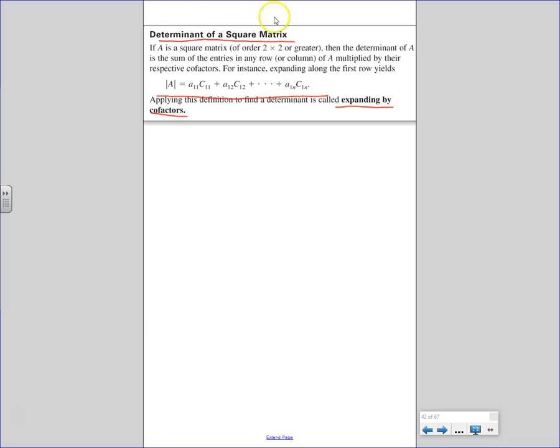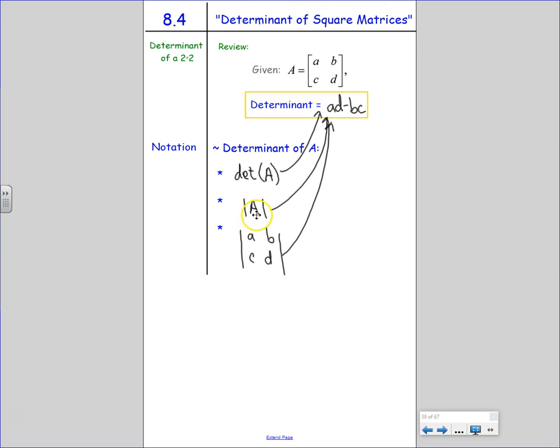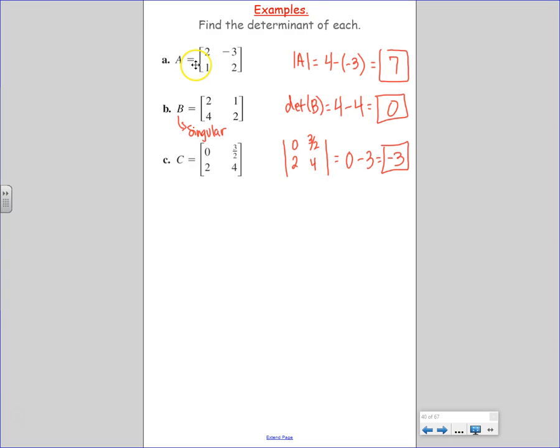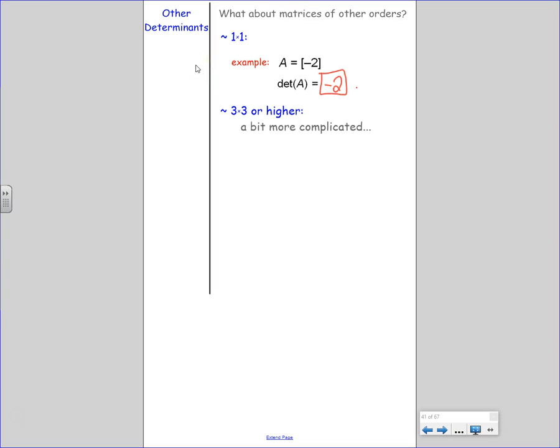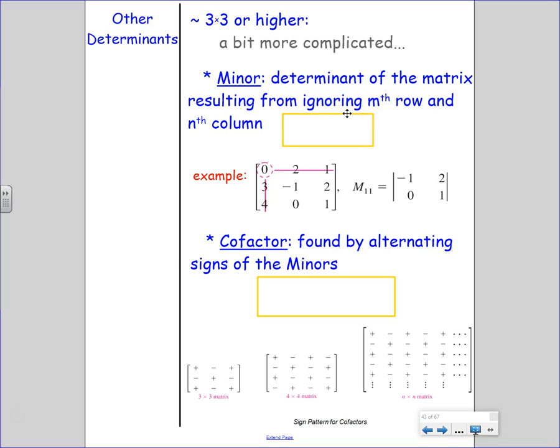So right now from this page, for anyone who missed yesterday or forgot, there is a special notation. Absolute value bars around a matrix means determinant. But the AD minus BC only works for a 2 by 2. So we're having to figure out how to find determinants of bigger matrices. There is a formula, but it seems kind of complicated from this page, right?